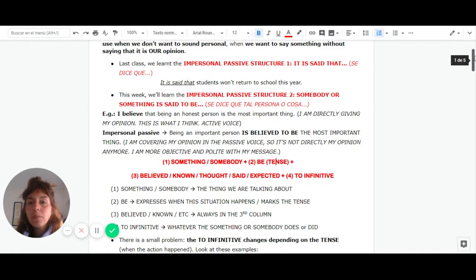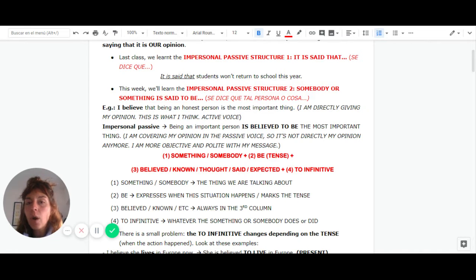Para expresar esto mismo that we are talking about, objective opinions, vamos a tener una segunda estructura. Tienen que entender que tanto it is said, la estructura número 1, como la estructura número 2 que voy a explicar ahora, las dos tienen el mismo uso. We use the two structures for the same purpose, ok? La diferencia está en cómo se construyen. Vamos a ver. Somebody or something is said to be. Se dice que tal persona o tal cosa.